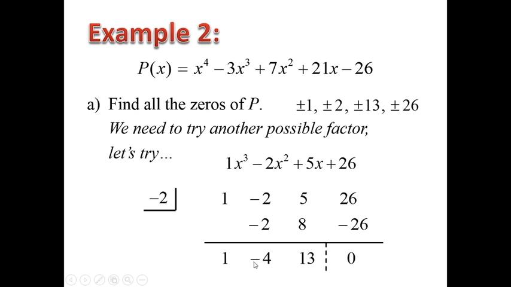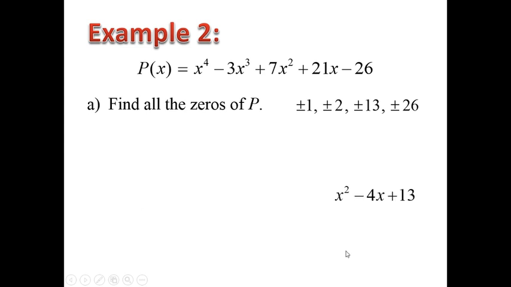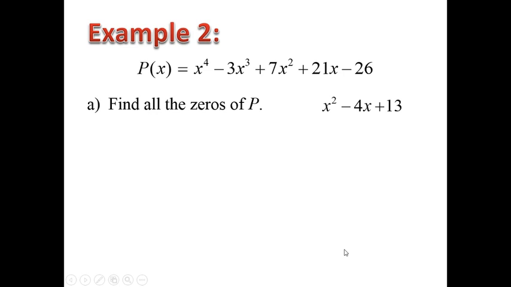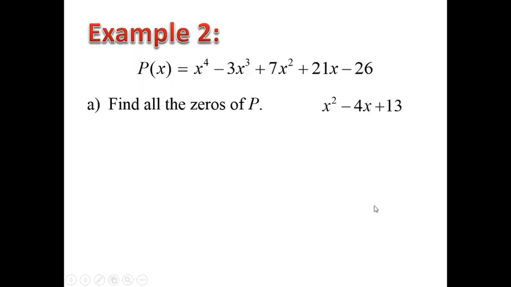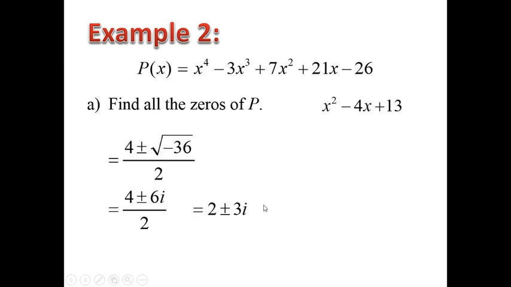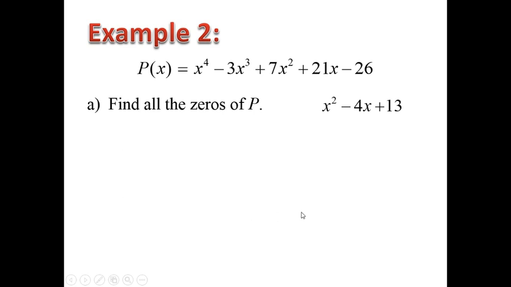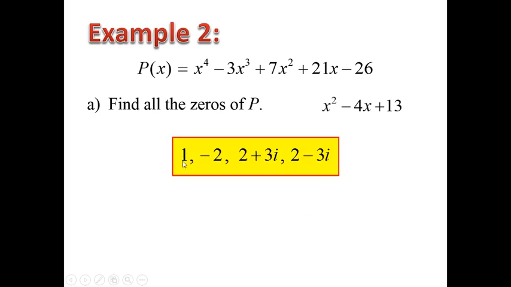And for the rest of the quotient, we got x squared minus 4x plus 13, which is non-factorable. If it's non-factorable, we use the quadratic formula, which is -b plus or minus the square root of b squared minus 4ac, all over 2a. By plugging in the numbers, here's what we find out. We get 4 plus or minus 6i all over 2, so we get 2 plus or minus 3i. So the solutions we have are 1, -2, and the ones found from the quadratic formula, 2 plus 3i and 2 minus 3i.